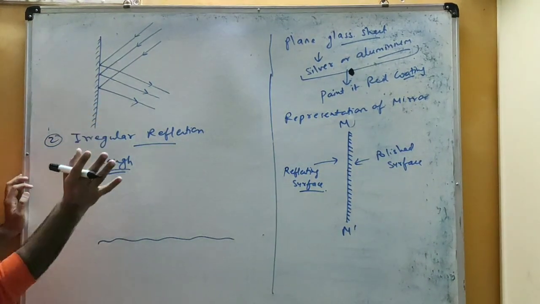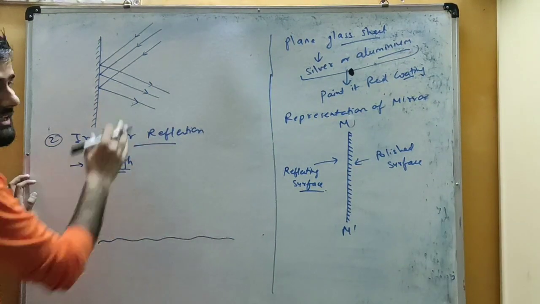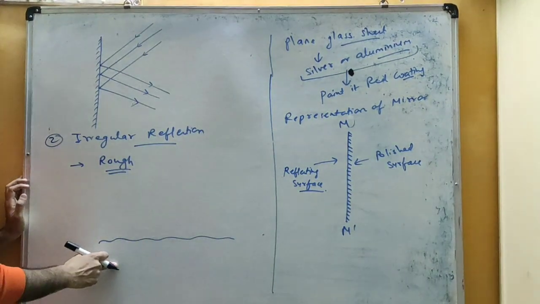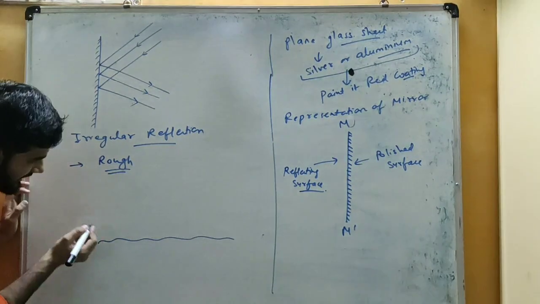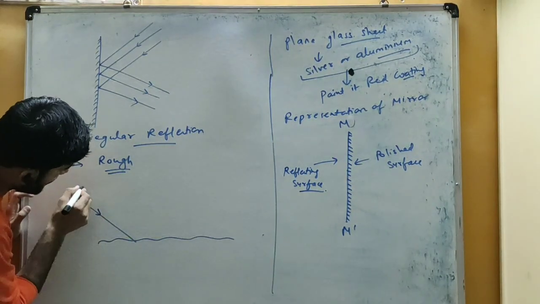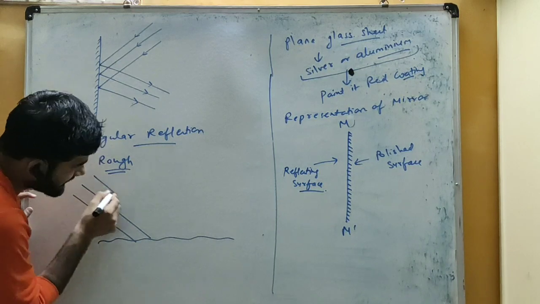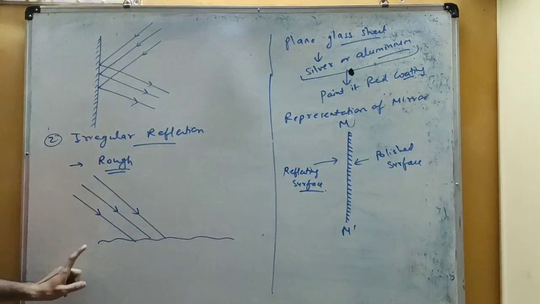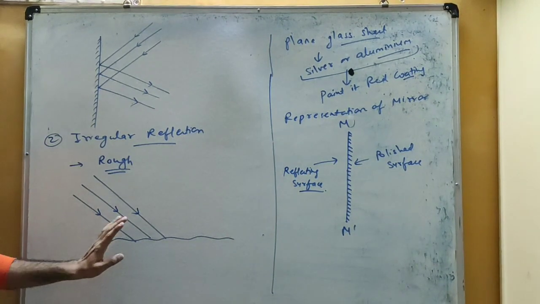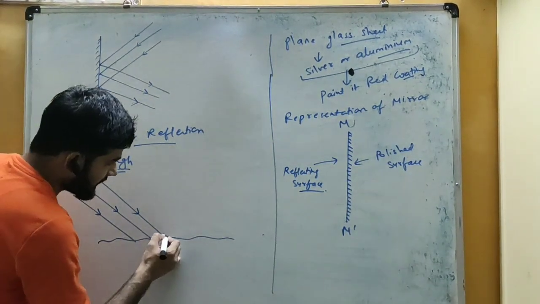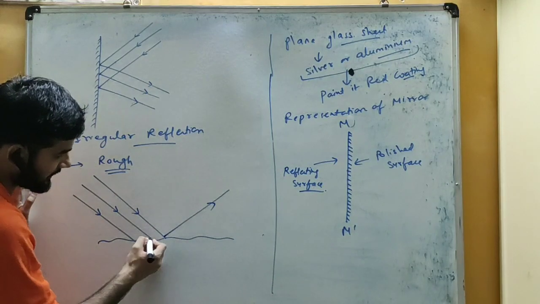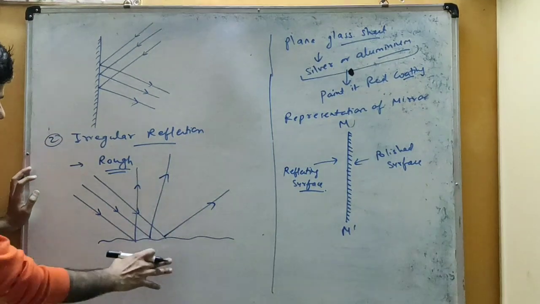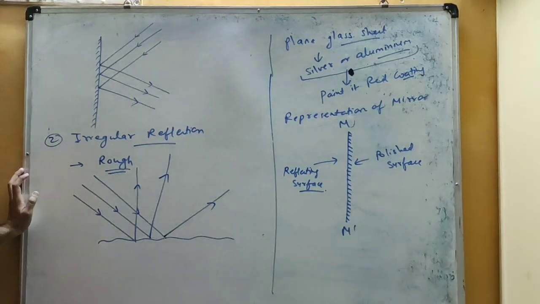Now like we have defined the regular reflection in terms of a parallel beam, we'll also define this irregular reflection in terms of the light rays which are falling parallelly. Here also the light rays will fall parallel on the surface, but in case of regular reflection they remain parallel, but in case of irregular reflection they are not parallel. So here one ray will go in one direction, another in another direction, one in a different direction. So this is a kind of irregular reflection.